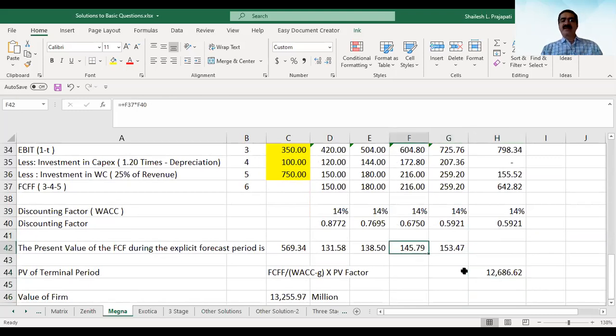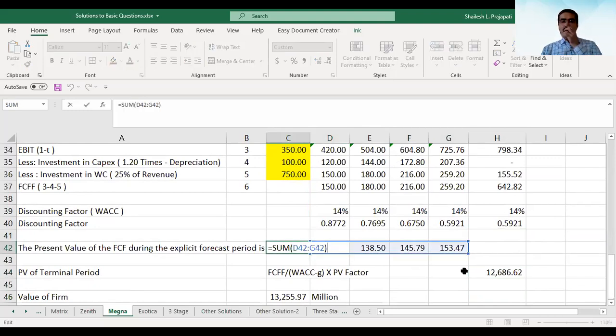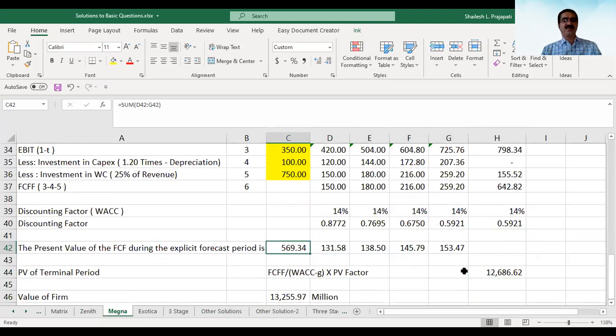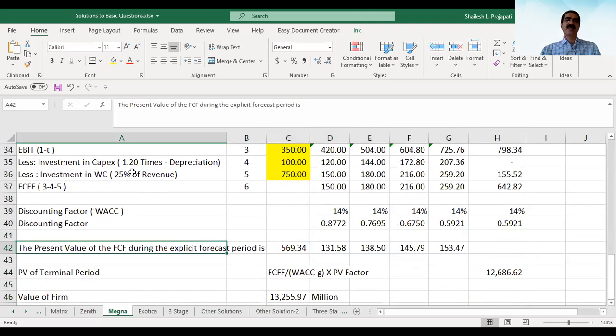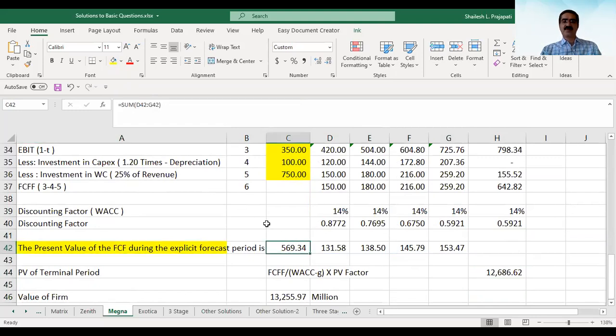You just multiply it, and we'll get the present value of all the 4 years, and we have a total of these 4, so it comes to 569 for the present value of the explicit period. This is called the explicit period. So that will be taken as the discounted PV value of the 4 years. Now we'll be having the PV of terminal period. Now PV of terminal period is very critical.